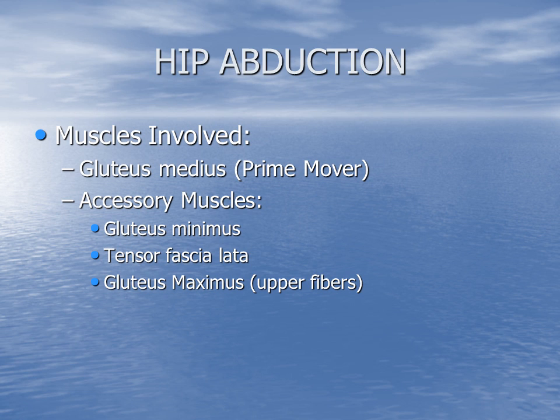So when we're talking about hip abduction, this is a specific motion that involves many muscles. Now, the prime mover involved with hip abduction is the gluteus medius. It also involves the gluteus minimus, the tensor fascia lata, and the upper fibers of the gluteus maximus, which act as accessory muscles. But the main prime mover of the hip in the direction of hip abduction is the gluteus medius muscle. So that's the muscle we're going to focus on for our testing.